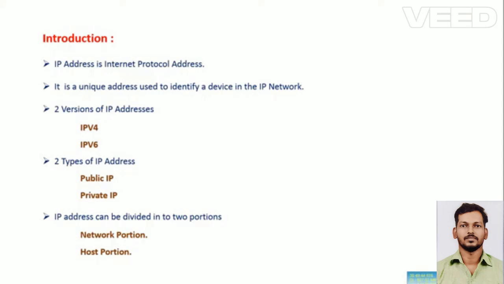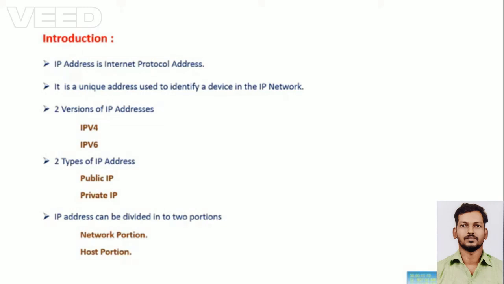IP address is Internet Protocol Address. Like our postal address, it's a unique address that's used to identify a device in the network, IP networks. As of now, there are two versions available for IP addresses, that is IPv4 and IPv6, that's IP version 4 and version 6. And there are two types of IP addresses, public IP and private IP.